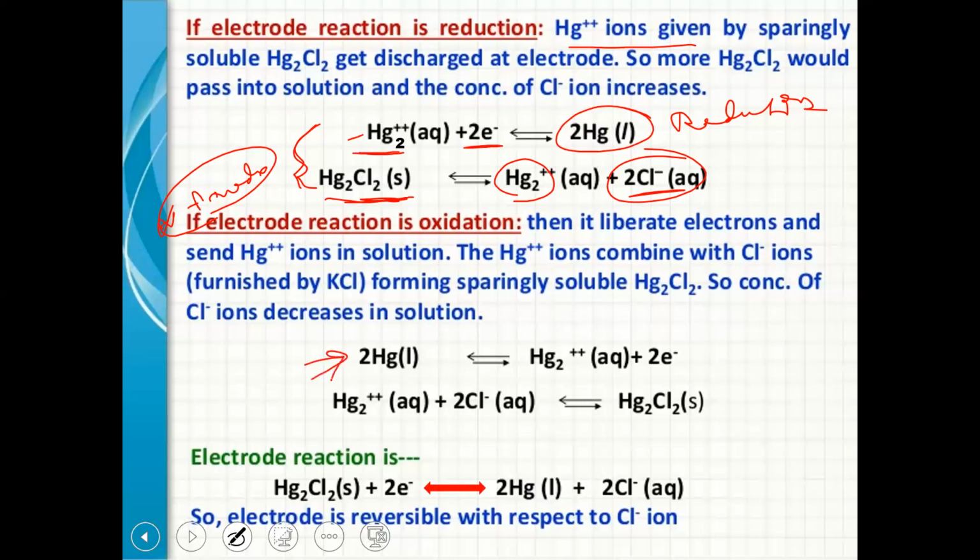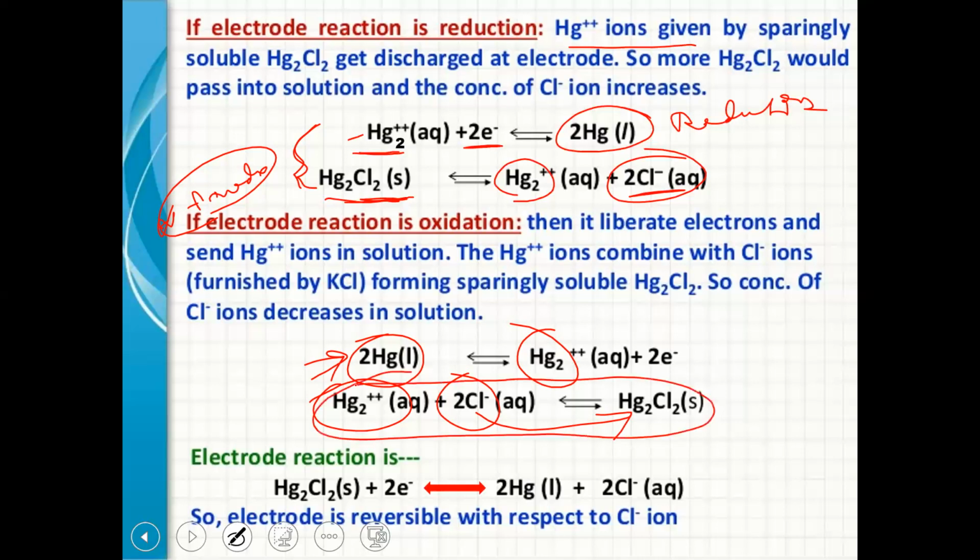So what type of reaction? The first one, the mercury will lose 2 electrons and convert to Hg2 2 plus. That ion will combine with the chloride ions coming from the potassium chloride, and it will convert to mercurous chloride. After the formation of this, there is a decrease in the chloride ions. So these two types of reactions take place around the anode.